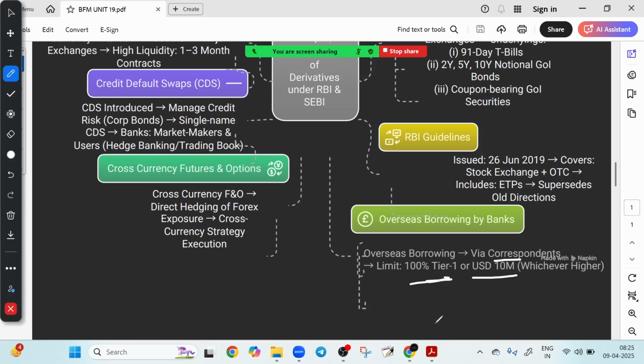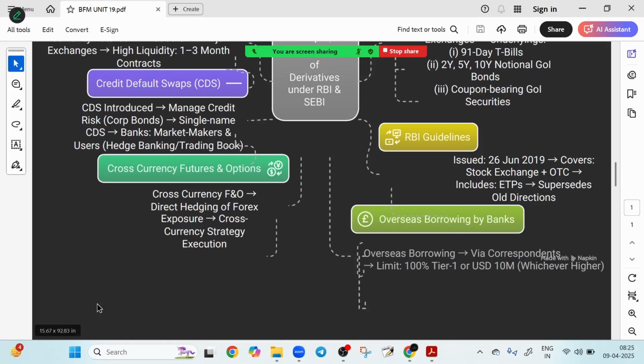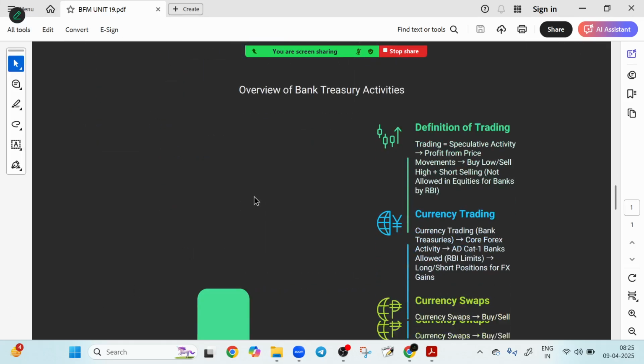So this limit you must keep in your mind, that for overseas borrowing there is a limit. Suppose tier 1 is 100 crore. What is 100% of tier 1? That is 100 crore. So either 100 crore or USD 10 million, whichever is higher, right? That is the limit capped on overseas borrowing by the bank. Remember this limit, super important from examination point of view.